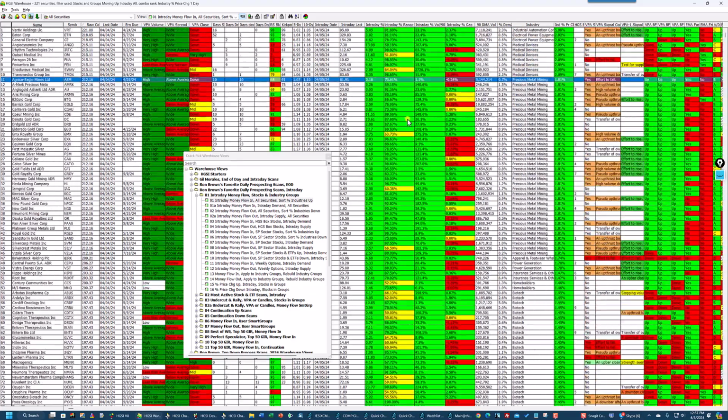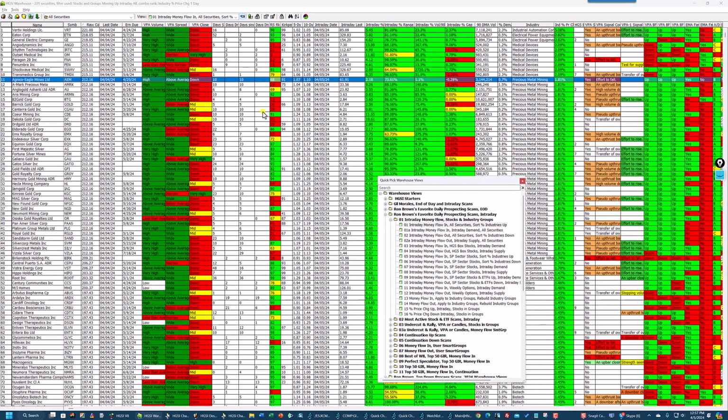So this gives me a quick view of what's happening in the broader market under all securities. And the money flow, there's 221 of these stocks that pass this filter.